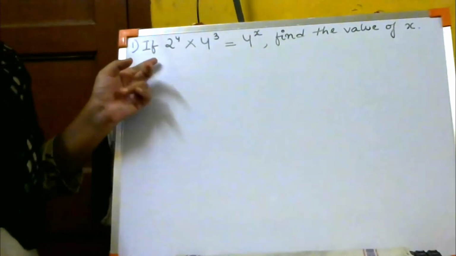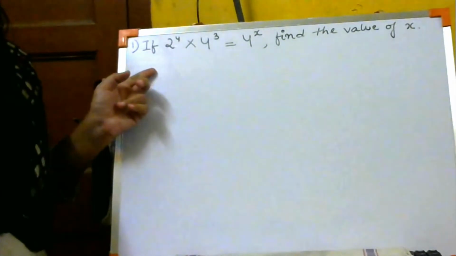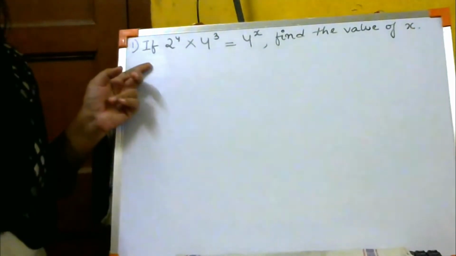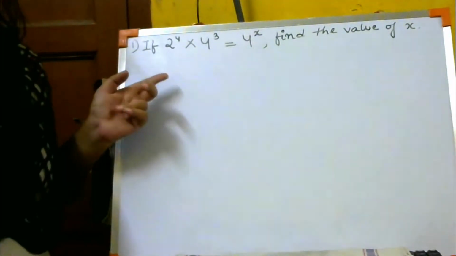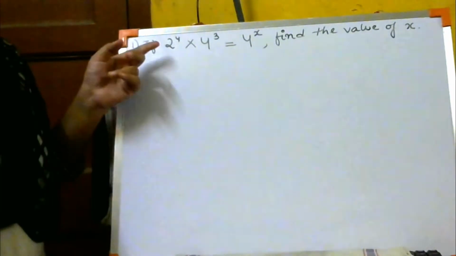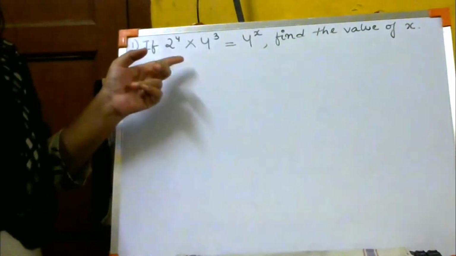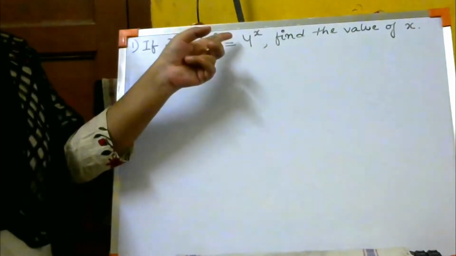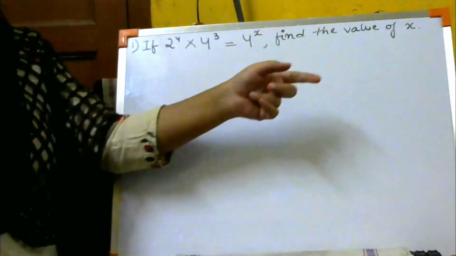Okay. So now you are going to copy the sums in your copy, because some of these sums are in your book, but some of them are not. So let us just write it down. I am dictating it, but still you people can see and write it down also. The first sum today is, if 2 to the power 4 into 4 to the power 3 is equals to 4 to the power x, then find the value of x.